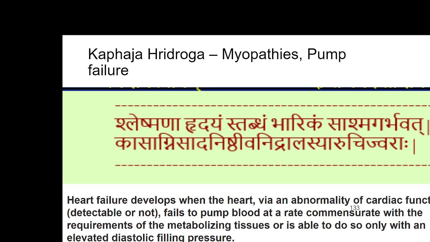That's exactly the sloka that was repeated. These symptoms are exactly seen in the pump failure conditions like the myopathies and so on.